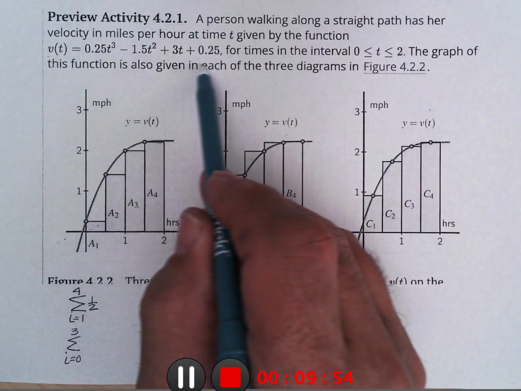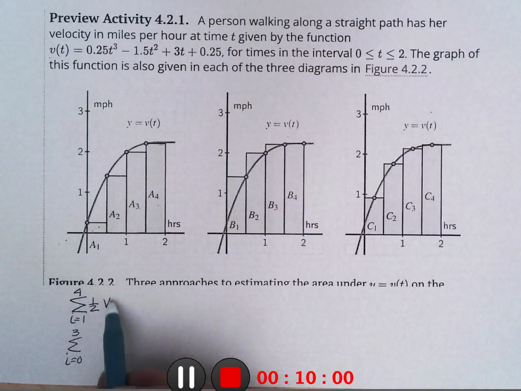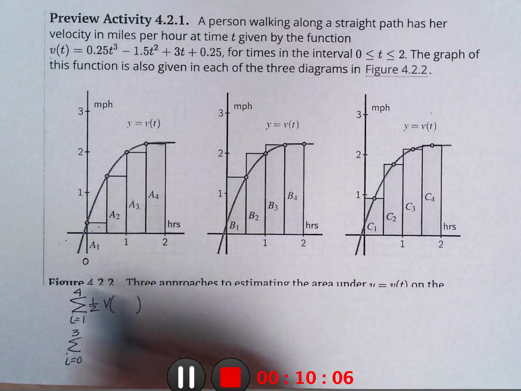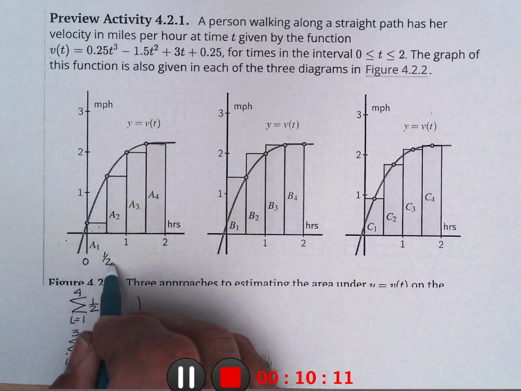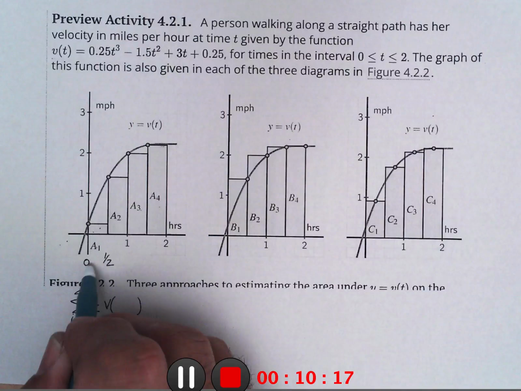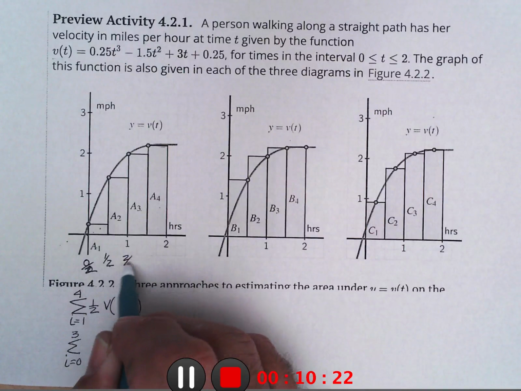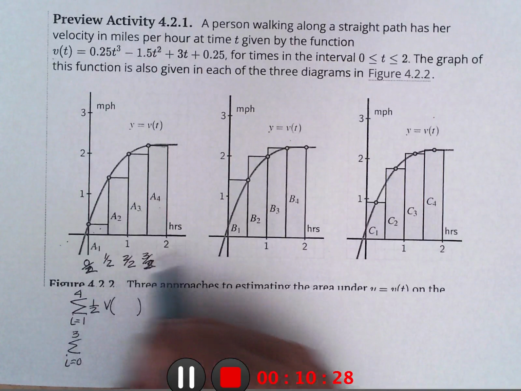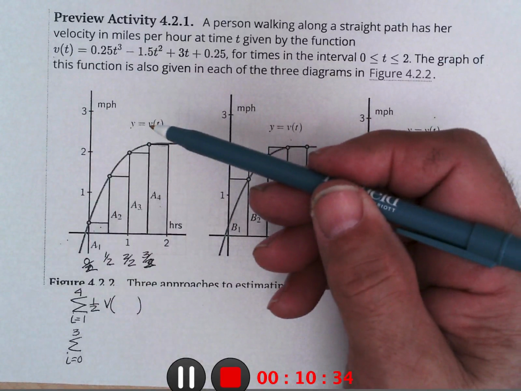And we need to find out the velocity at, well, first we want to find it at 0. Then we want to find it at 1/2. Then we want to find it at 1. But since I'm working in halves, I'm going to make these all halves. So 0 halves, 1/2, 2 halves, and 3 halves. So I'm finding the height here, here, here, and here on the left side of each one of these.